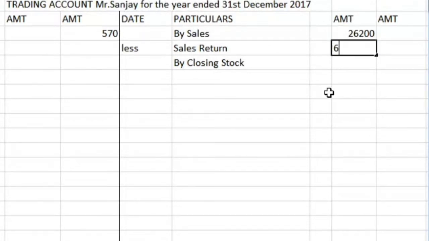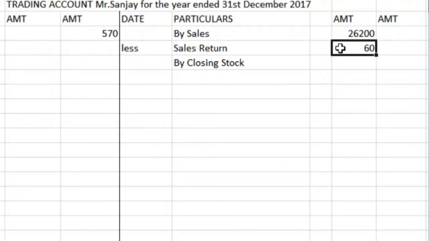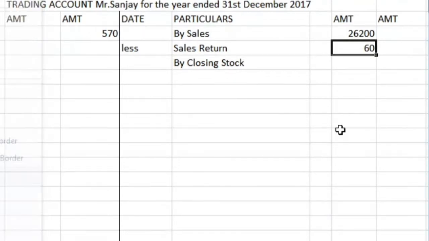Sales return was 60 rupees. Okay, so that will be across sales return. Now you have to subtract it and find the answer. So 26,200 minus 60 rupees, 26,140.